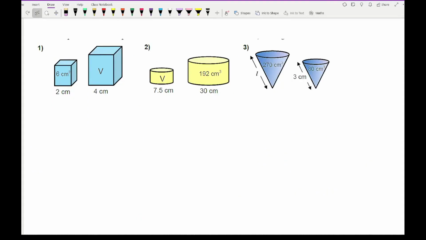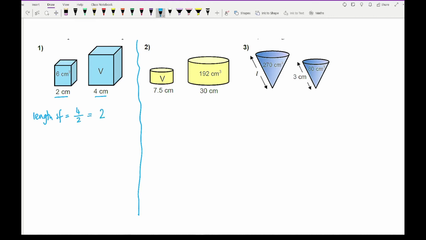So now let's have a look at these next 3 questions. Again, looking at question 1. For this, V is the volume. So the first thing I want to do is try and find the volume scale factor. So how am I going to do that? Well, first things first, I'm going to look at what 2 sides do I know. Do I know 2 lengths? Do I know 2 areas? Do I know 2 volumes? Well, here I've got 2 lengths. So the length scale factor is therefore going to be 4 over 2, which is 2.